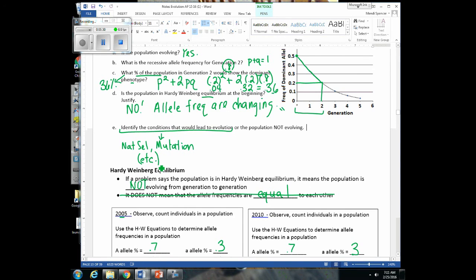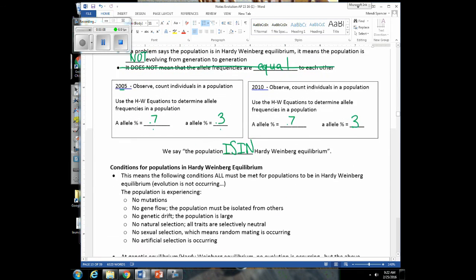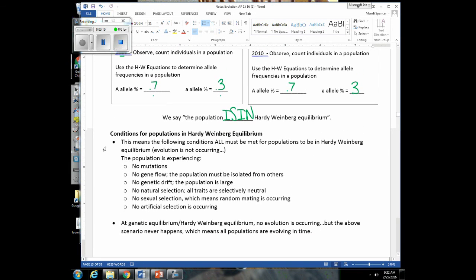If the population was not evolving, then we would have to say, well, that means that there was no natural selection taking place in the population, that there was no mutations occurring, there was no sexual selection, and so those are the conditions that would have to be met for a population to not be evolving. This information down here is just emphasizing this idea that these conditions must be in place for a population to be in Hardy-Weinberg equilibrium, or basically not be evolving.